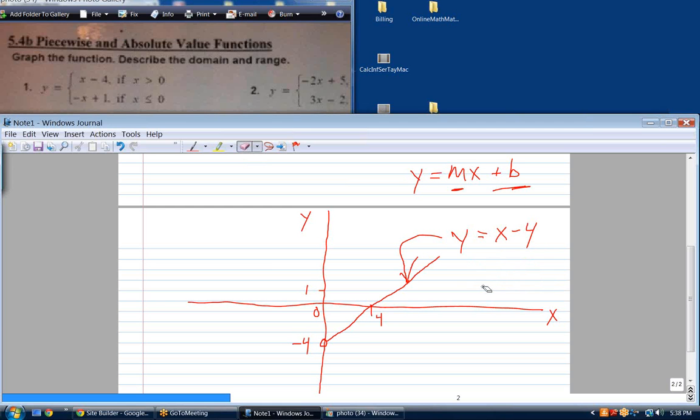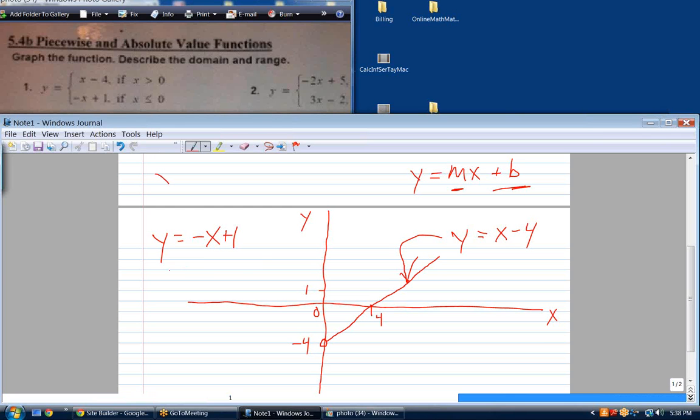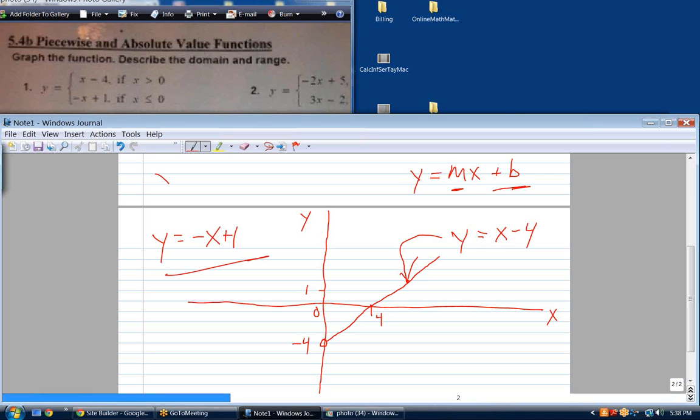And then the second part of the piecewise function is y equals negative x plus 1 whenever we are to the left of the y-axis, or whenever x is negative or equal to 0. So how would I plot y equals minus x plus 1? Where would its y-intercept be? For the first equation? No, we're talking about the one over here now. How would I plot that?